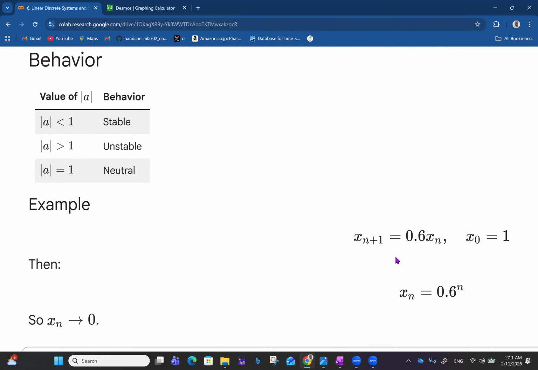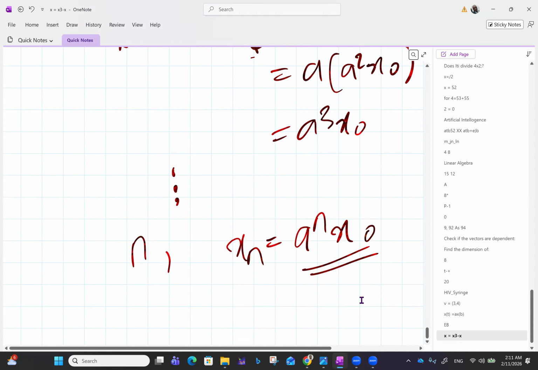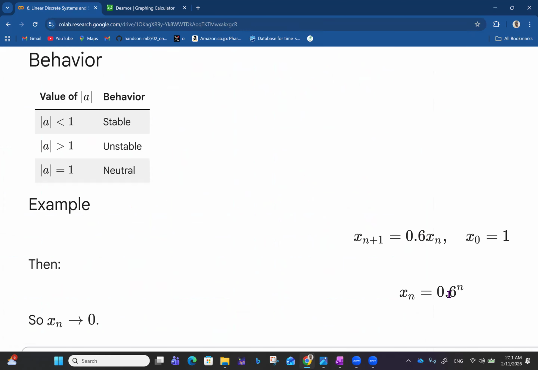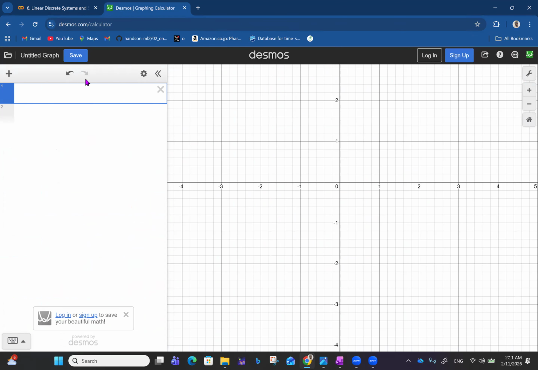Imagine this example: x_{n+1} is 0.6 x_n. If you take x naught to be 1, x_n is simply going to be 0.6 raised to power n. So x_n goes to zero as n goes to infinity, because as n increases, this is a fraction, and that expression goes to zero.